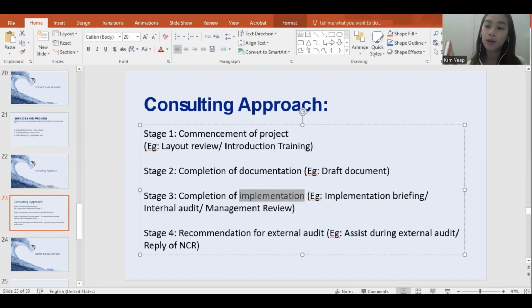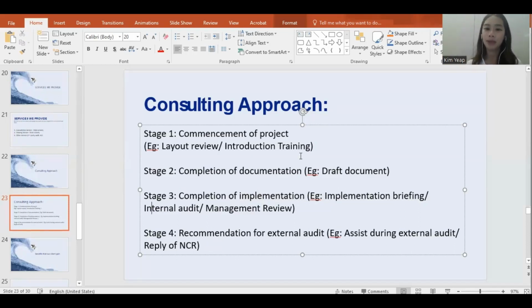During this stage, our consultant will also need to do two activities. One we call the internal audit, and one we call the management review. In case my explanation about internal audit and management review gets a little complicated and complex, please press the pause button, replay, and listen again. All right. Okay, so now I would like to explain what an internal audit means.